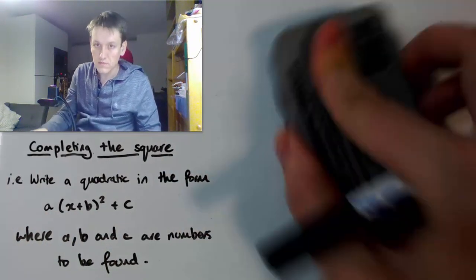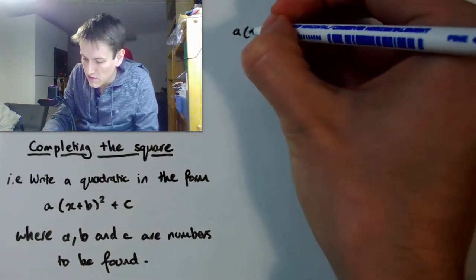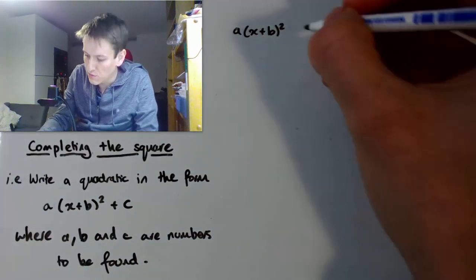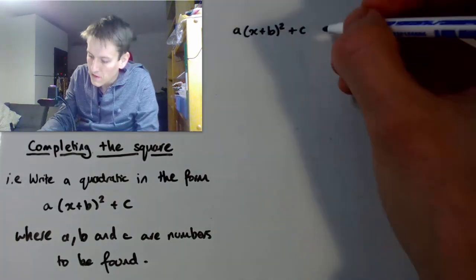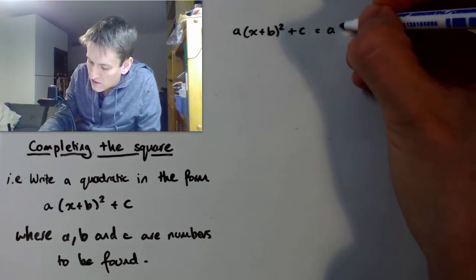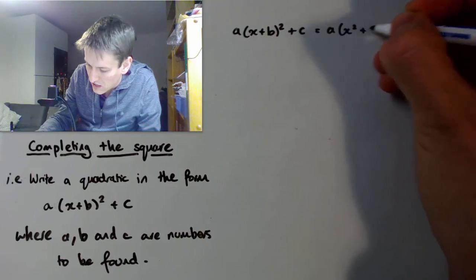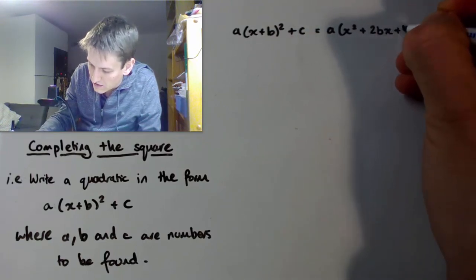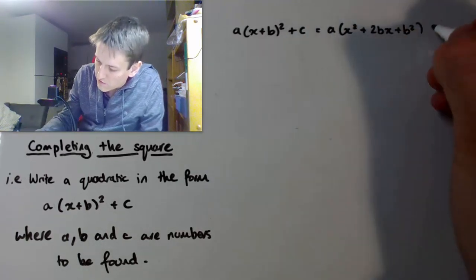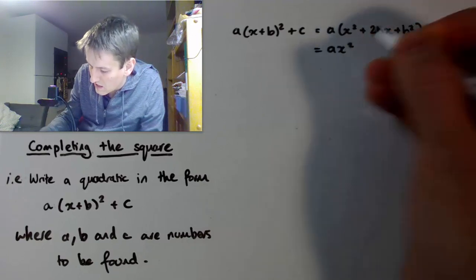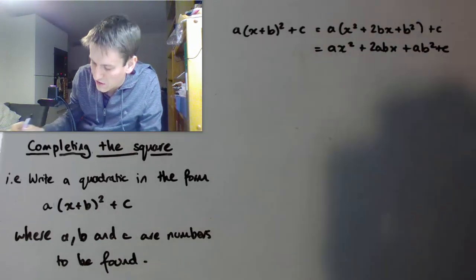Right, so to do this for any quadratic, we can just start by multiplying out this form that we want to put our quadratic into. So this would be the same any time you did the problem. This is a times (x plus b) all squared, so that's (x plus b) times (x plus b), which gives you x squared plus 2bx plus b squared. Multiply that out more slowly if you need to, and then we've got our plus c, so this is a times x squared plus 2abx plus ab squared plus c.